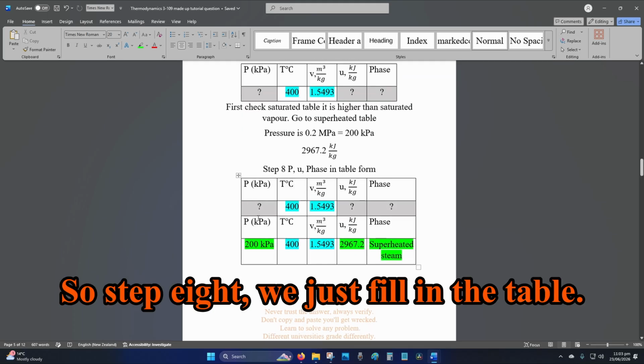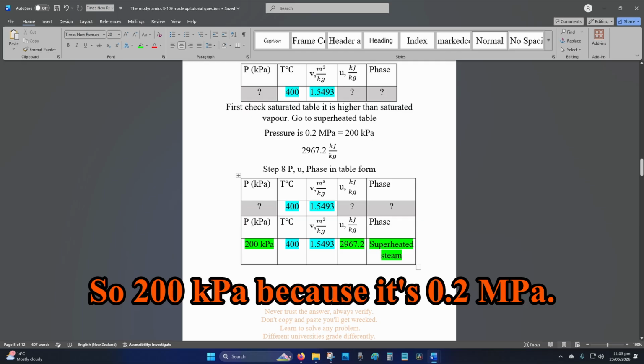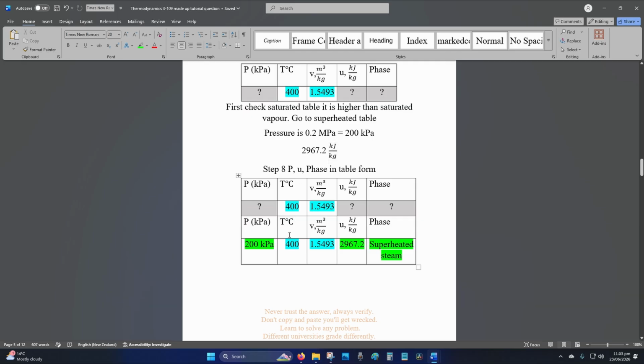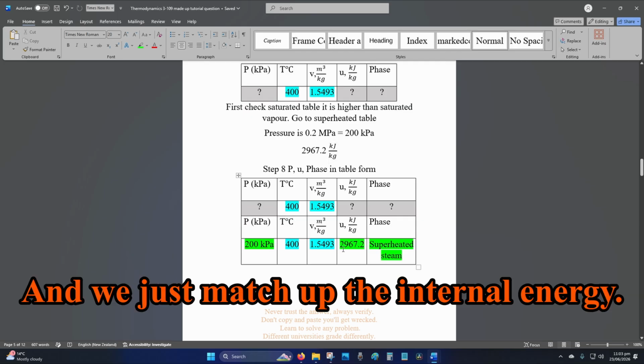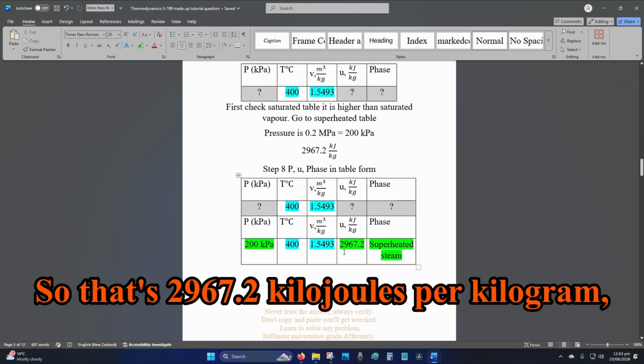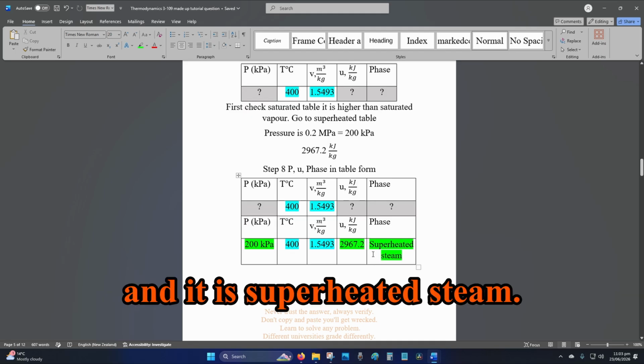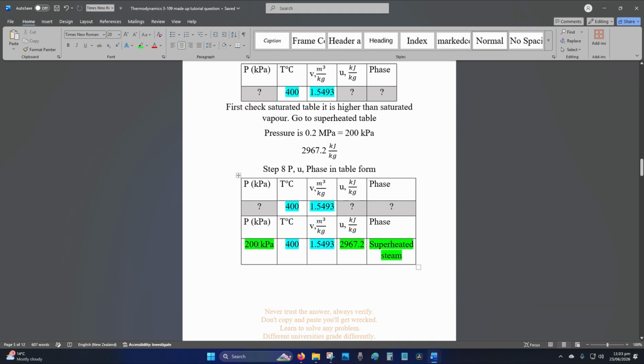So step 8, we just fill in the table. So 200 kPa because it's 0.2 MPa, and we just match up the internal energy. So that's 2,967.2 kilojoules per kilogram, and it is superheated steam.